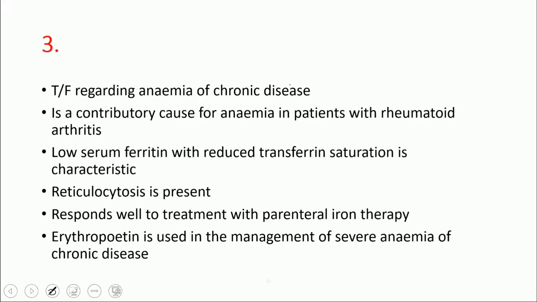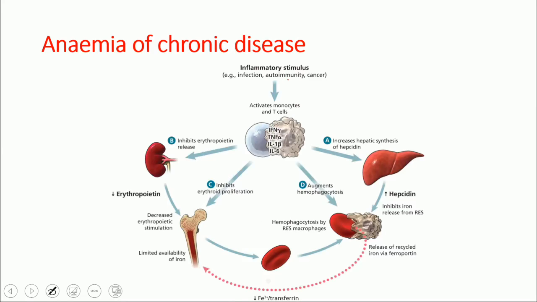Okay. Now, question number 3 is on anemia of chronic disease, right? So, anemia of chronic disease, as you know, is seen in patients with inflammatory disorders, and it is a contributory cause for anemia in patients with rheumatoid arthritis. No question about that. That is true. Now, how do we get anemia of chronic disease?